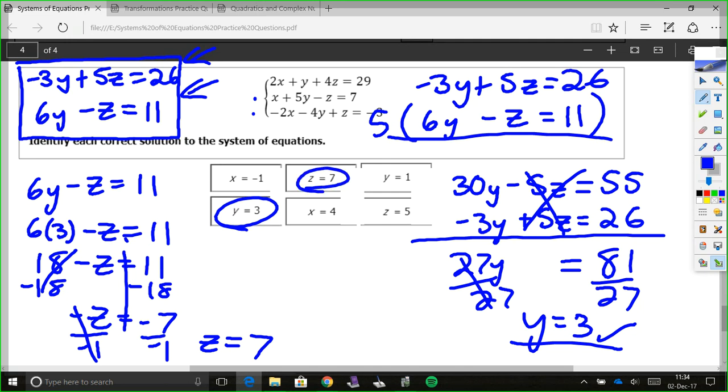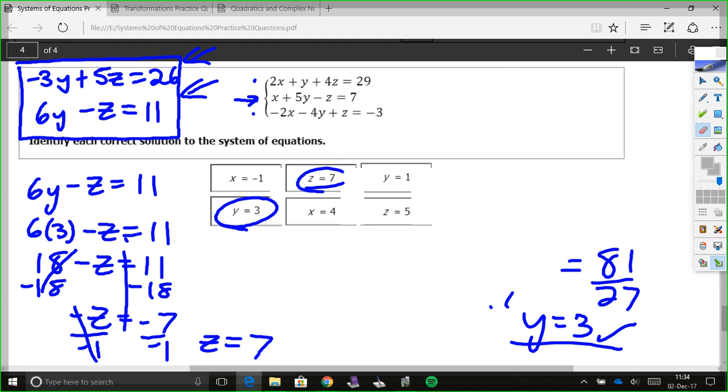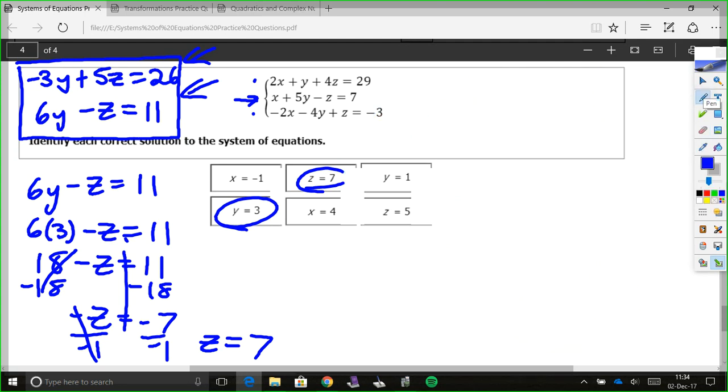So there's that answer. Now all we need is x, and we can use any of the first 3 equations to find x. I'm going to use the second equation. It does not matter at all, but I'm just using it because the x is kind of already by itself. It doesn't have any number next to it, so I'm going to use that. Let me go ahead and erase some of this so it's not in my way. Alright, but the second equation is x plus 5y minus z equals 7. Now again, I already know y is equal to 3 and z is equal to 7. So just plug them in.